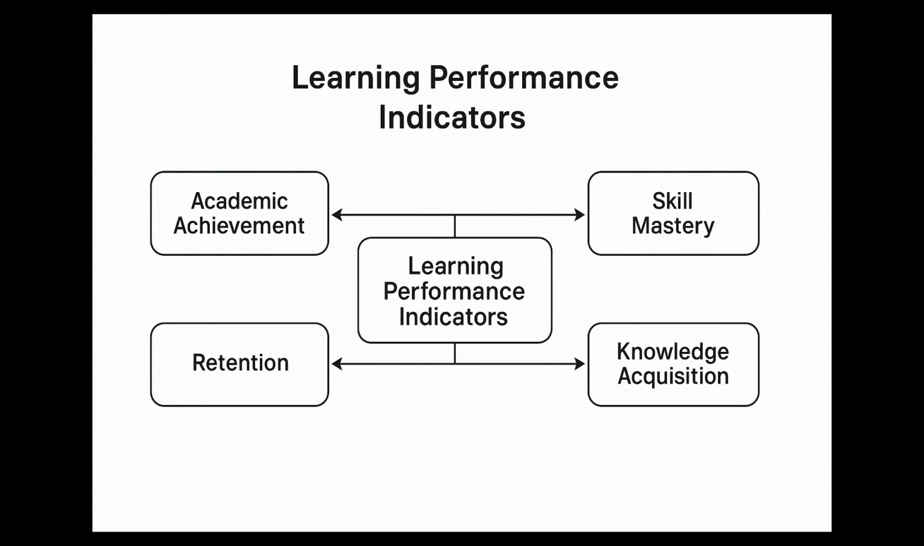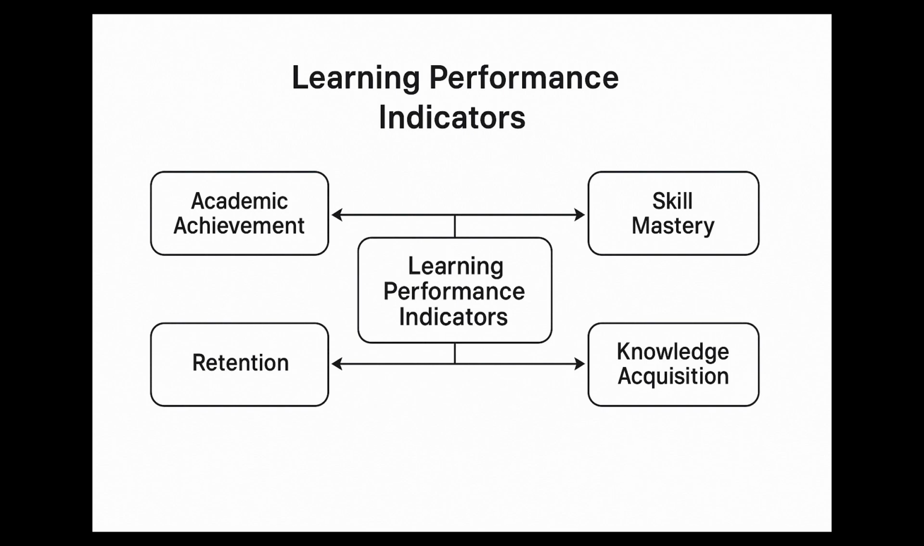This is the most traditional and widely recognized measure of learning performance. It refers to student success in meeting educational standards and achieving high results on tests, assignments, and exams. Academic achievement reflects how well students understand the content taught and how effectively they can demonstrate their knowledge in formal assessment. The next indicator is skill mastery.